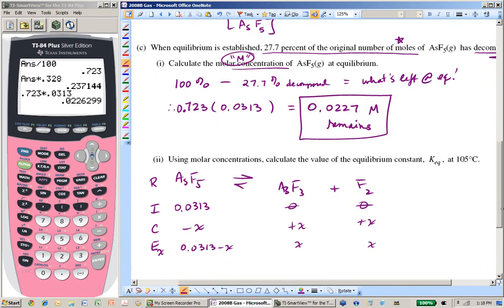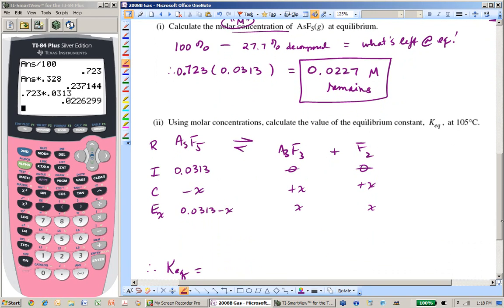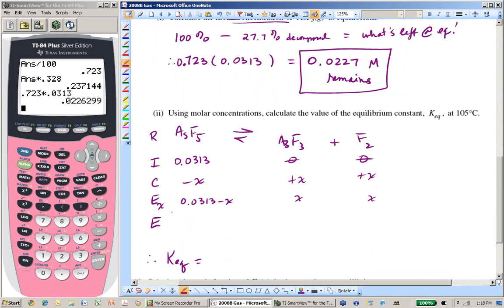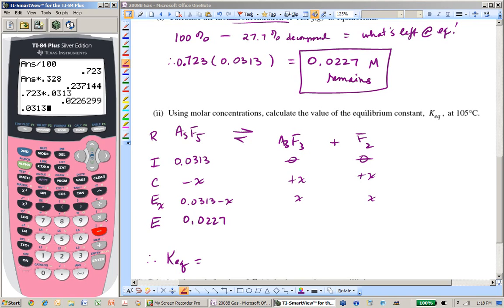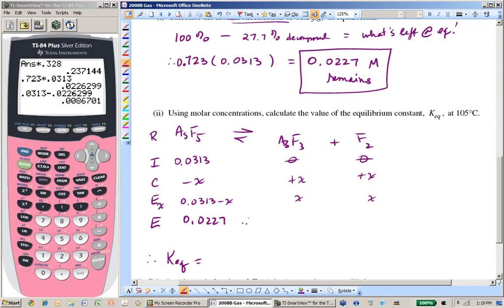So that's going to be, oh, I know E, for this one at least. What's the difference between 0.0227 and 0.0313? That difference is our x. So 0.0313 minus what's sitting in my calculator at this very moment is what x equals. So therefore, x equals 0.00867 for each of those.